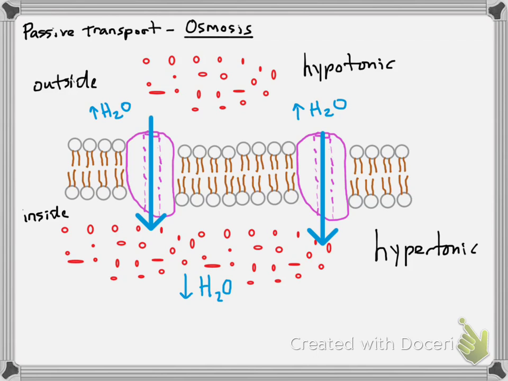Water moves from outside the cell where it's hypotonic through the transport proteins to the inside of the cell where it is more hypertonic, where there's more solute and less water. Remember why we need transport proteins for water, because water's polar and it doesn't move through the hydrophobic tails of the lipid bilayer. I just wanted to throw that in there. So let's write out this idea.